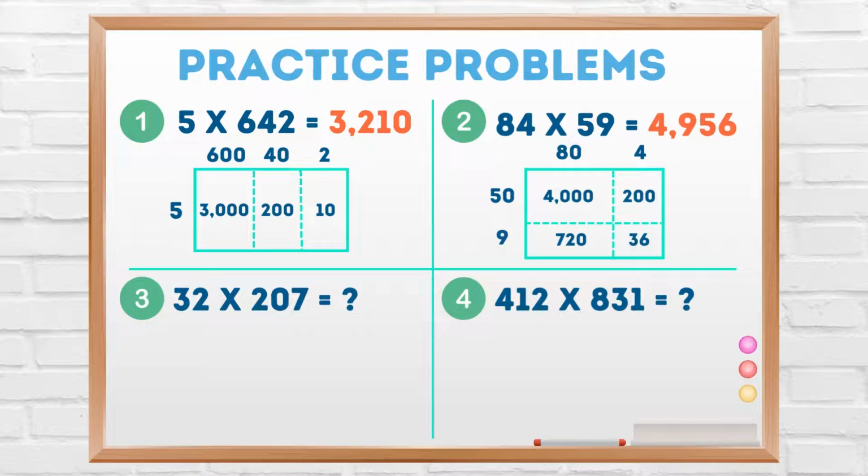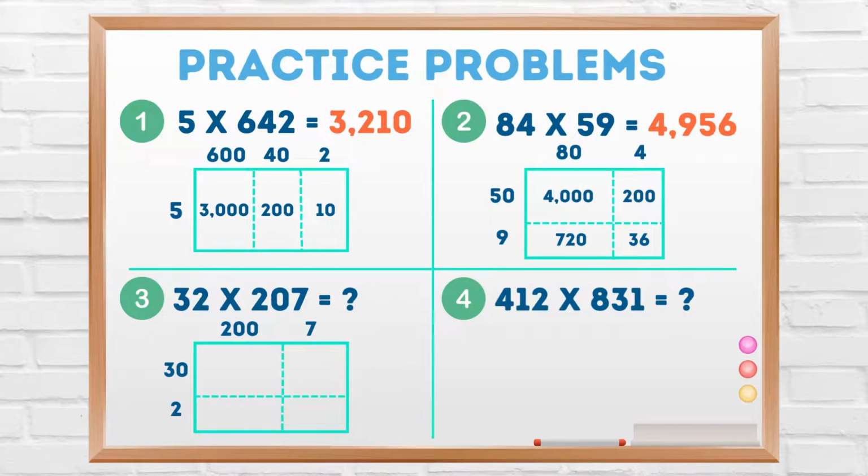Let's try the third practice problem. Can you use the area model to work out what 32 times 207 is? Pause this video and press play when you're ready. So we write our numbers in expanded form and draw lines to separate our rectangle.